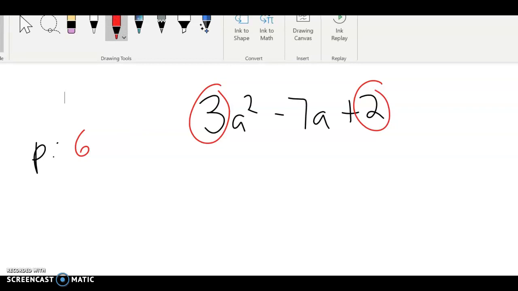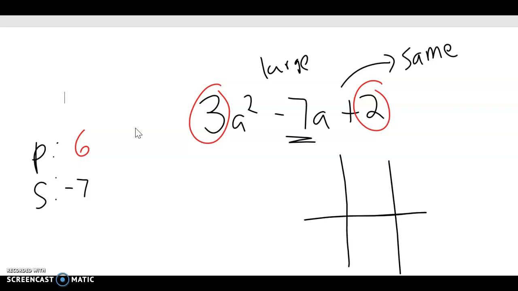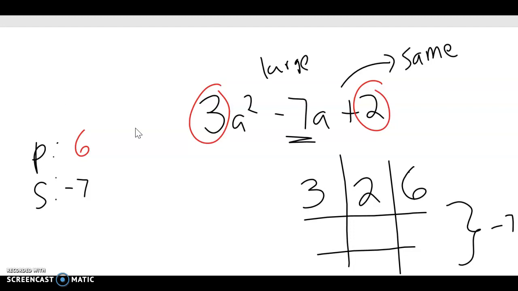And then to do the sum, this sum is the middle term, which is -7. Okay? And so then the signs are the same, and the largest one is negative. So I'm going to go here, and I'm going to do A is 3, C is 2, AC is 6, and I need to get -7. And I know that that is -6 and -1.